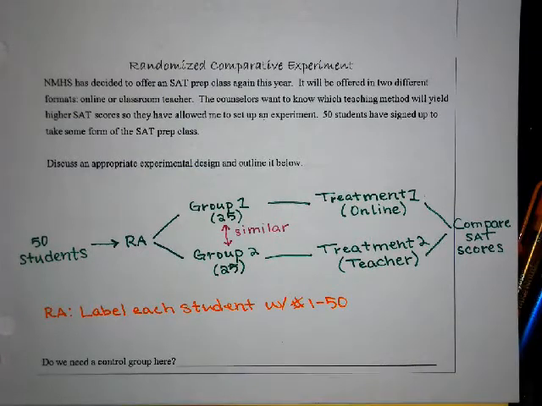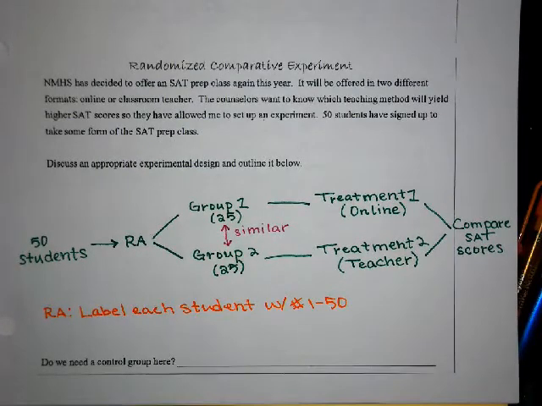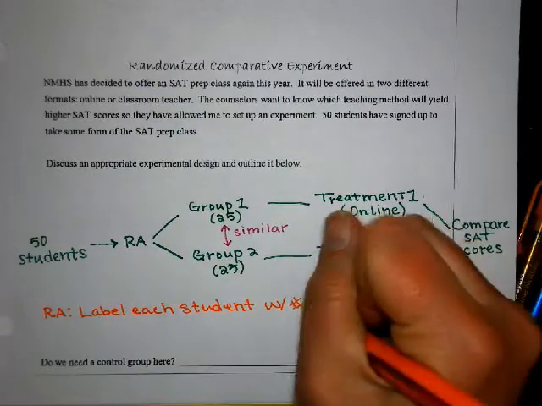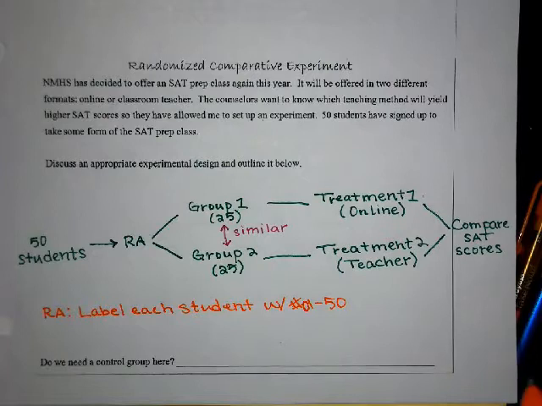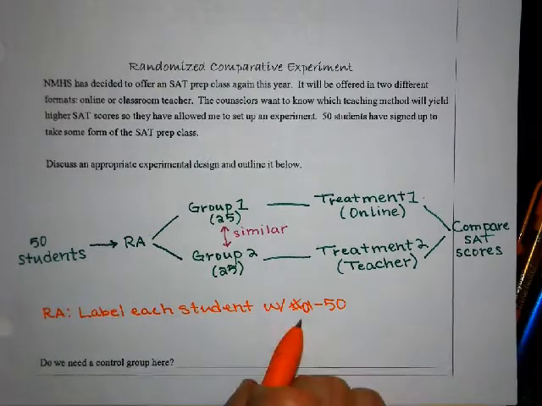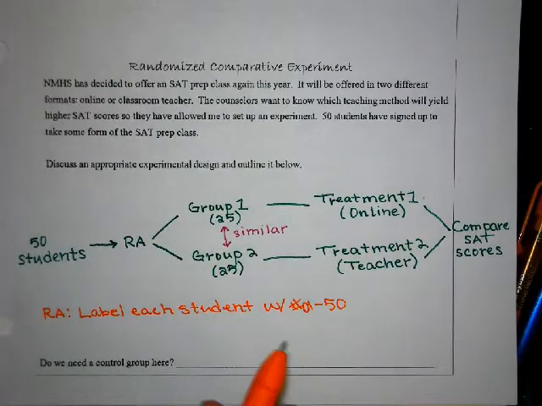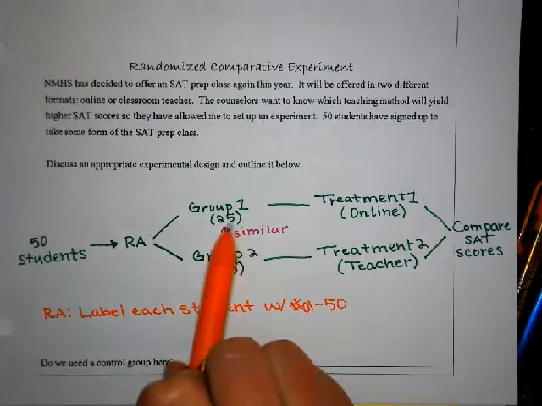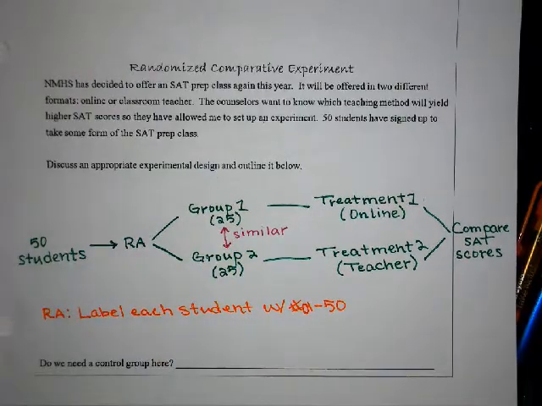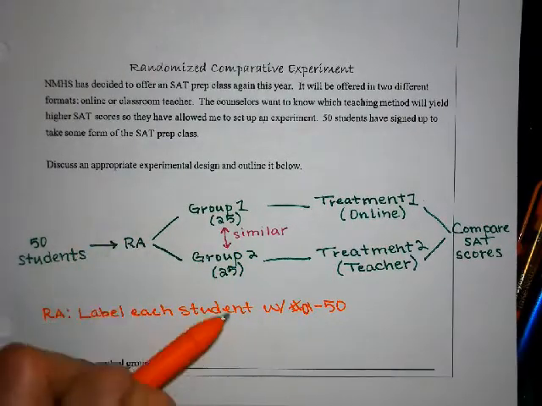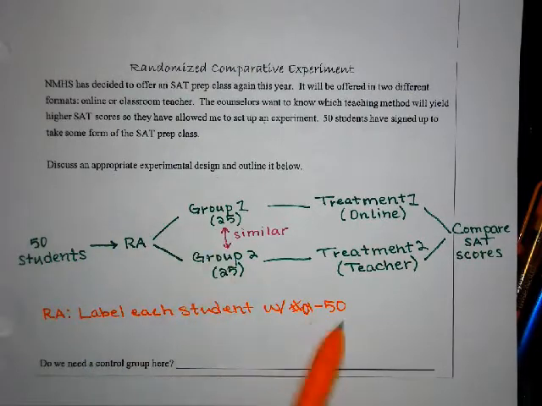So I guess I should say 0, 1 to 50. Use table D from the label and then continue until I got 25 unique numbers between 0, 1, and 50, and I would put them into group 1. And then the other 25 numbers that are left between 0, 1, and 50 go to group 2.